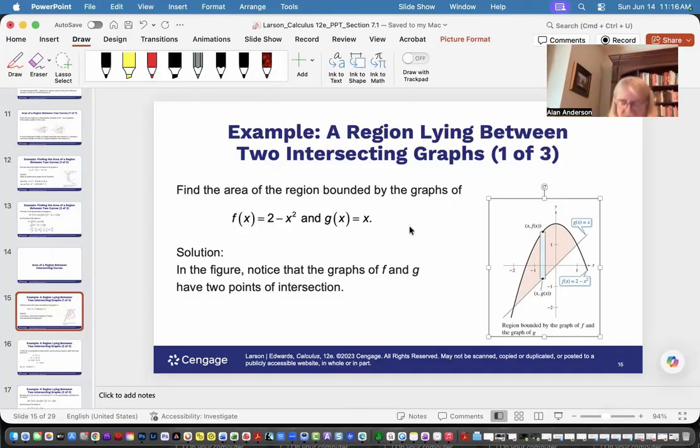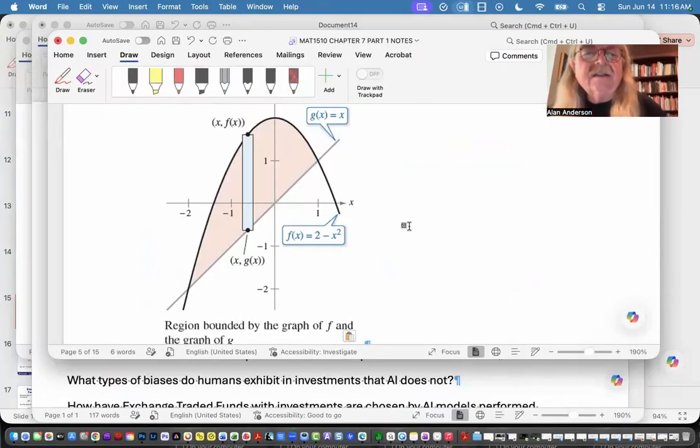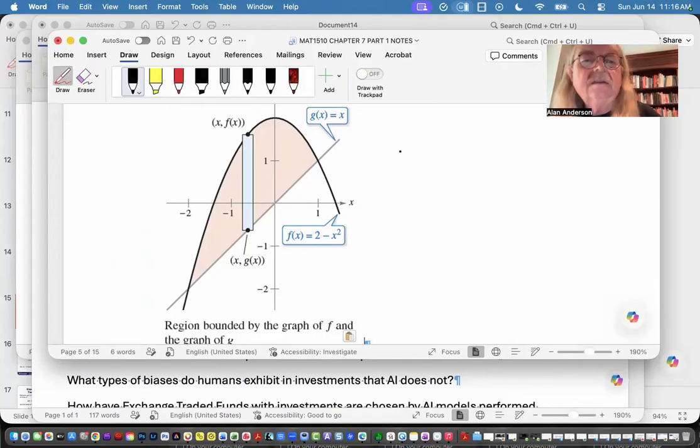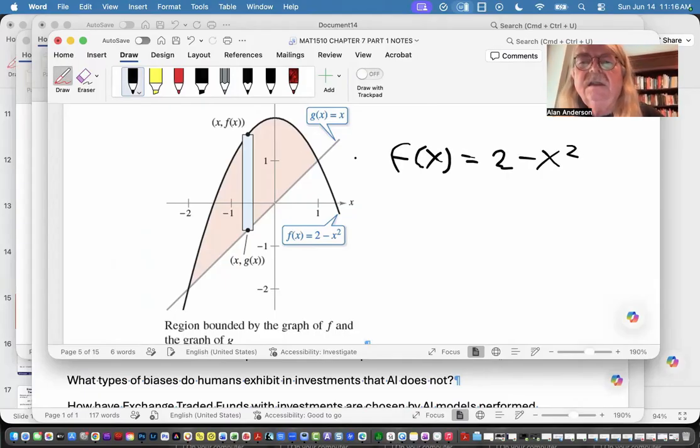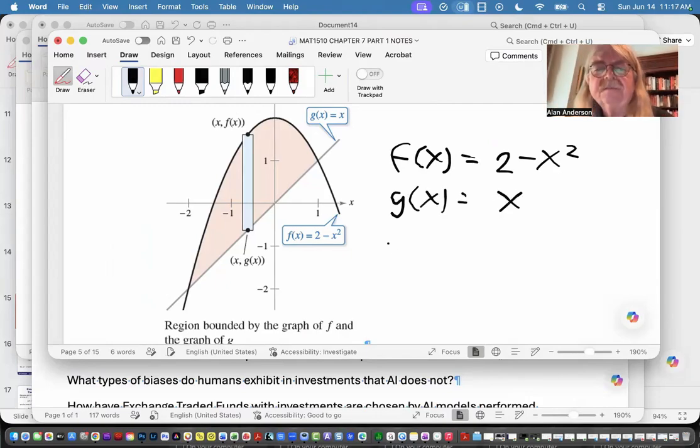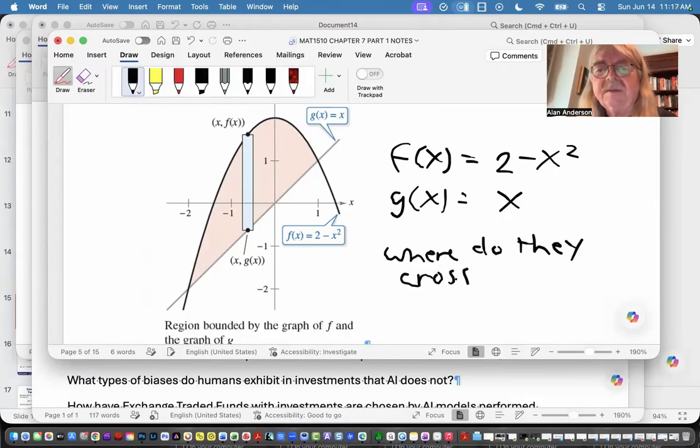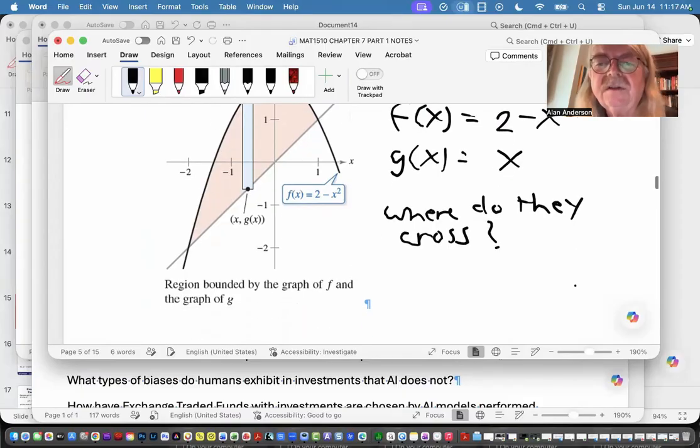Okay, so good. Let's do this. f of x is 2 minus x squared. But keep in mind, that's the one on the top. And then we have g of x is just x. All right, so where do they cross? Well, clearly, there are 2 points where they cross because one of them is a parabola. So we'll just set them equal to each other.